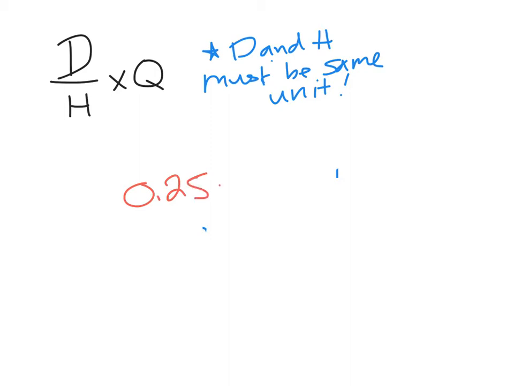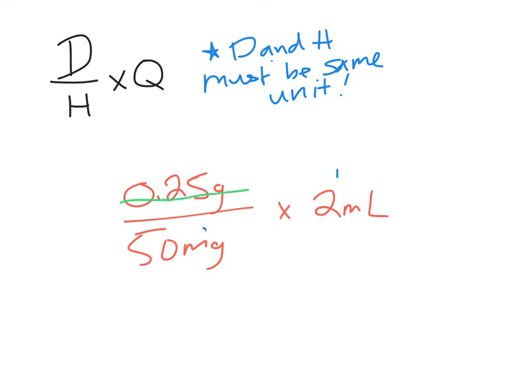So let me put this back on the board here. 0.25 grams over 50 milligrams per 2 milliliters. There's D, H, and Q from number 6. However, since doctor's order, or D, is in grams and H is in milligrams, I have to change. So, like I said, I'm in the habit of getting everything into milligrams. So I'm going to go ahead and take that doctor's order from grams and convert it into milligrams. Remember how we do that?